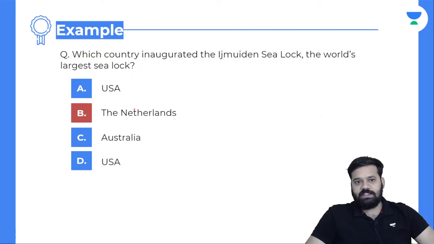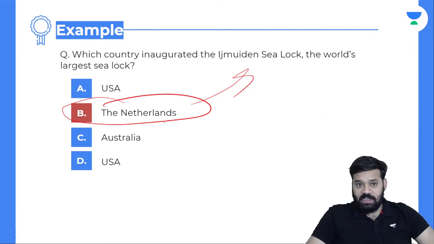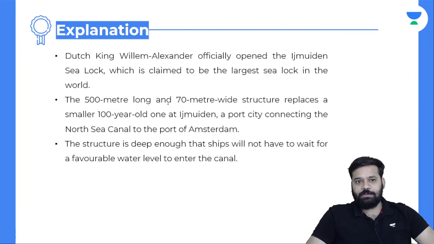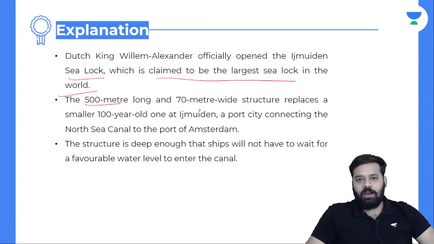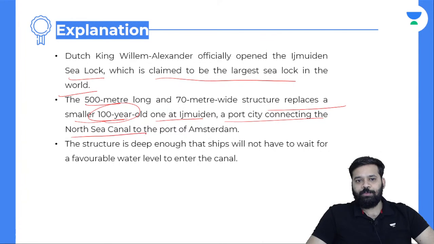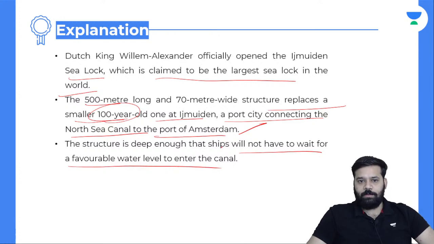Netherlands is the right answer. So the IJmuiden Sea Lock, that is the world's largest sea lock, is inaugurated by the Netherlands. More on this, Dutch King Willem-Alexander officially opened the IJmuiden Sea Lock, which is claimed to be the largest sea lock in the world. The 500 meter long and 70 meter wide structure replaces a smaller 100-year-old one at IJmuiden, a port city connecting the North Sea Canal to the Port of Amsterdam. The structure is deep enough that ships will not have to wait for a favorable water level to enter the canal.